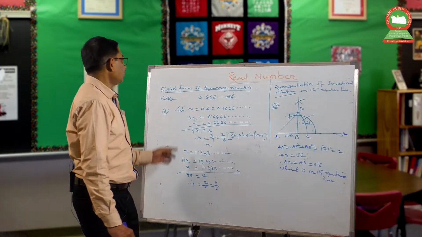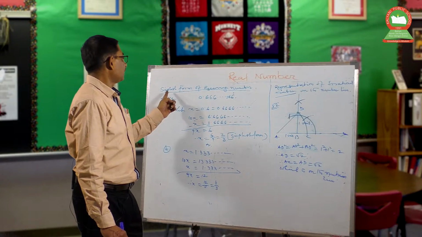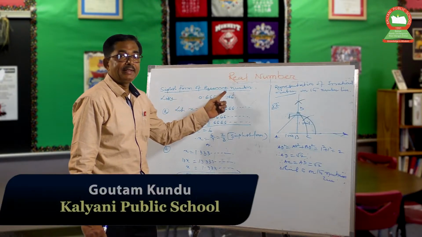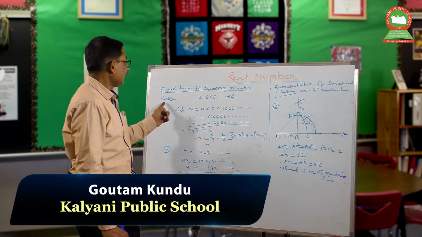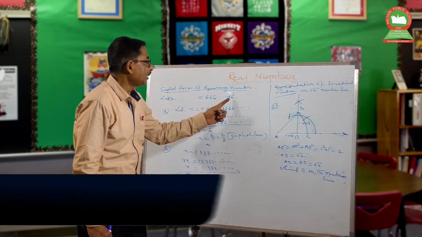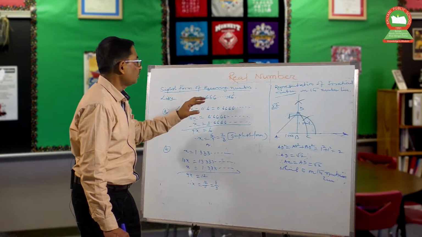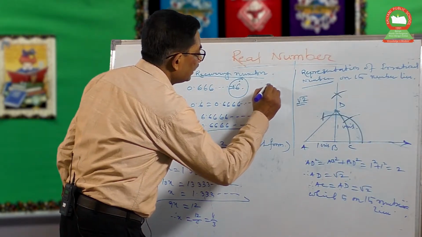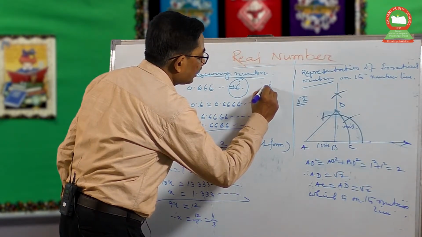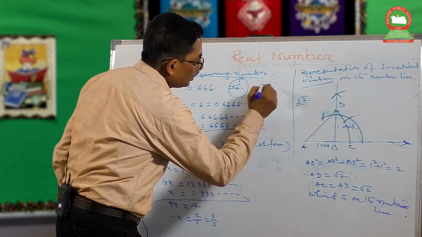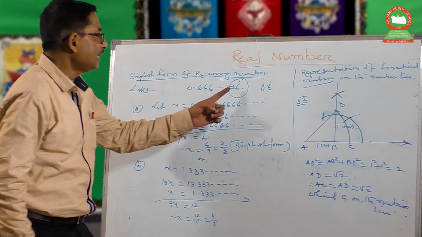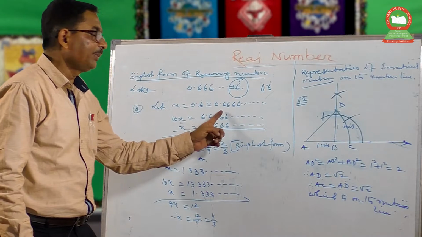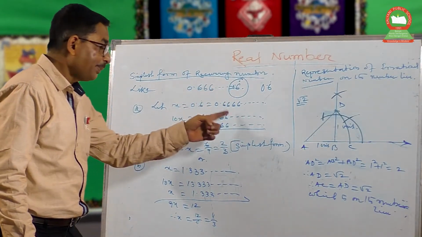Now we are going to show the simplest form of any recurring number. Suppose this is a recurring number, 0.6, what I just talked to you about. We symbolize it like this, with a dot on the top of the number. It is actually showing the recurring. Recurring means the number is repeating, non-terminating, but repeating.